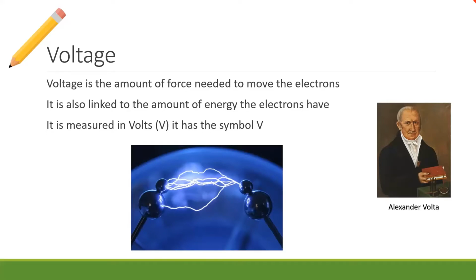So this gets back to our good old guy Alexander Volta here. Voltage is the amount of force needed to move the electrons. It is also linked to the amount of energy the electrons have. It's measured in volts and has a symbol V. Thank God, because we finally get ones that make sense.